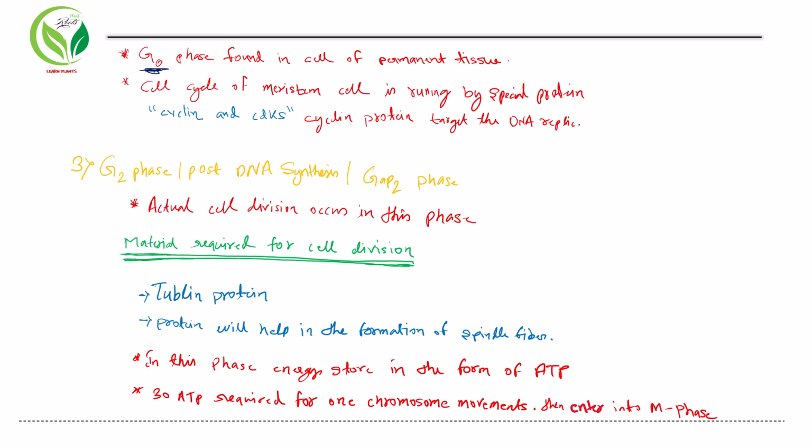G0 is found in the cells of permanent tissue. And the cell cycle of the meristem cell is run by special proteins.